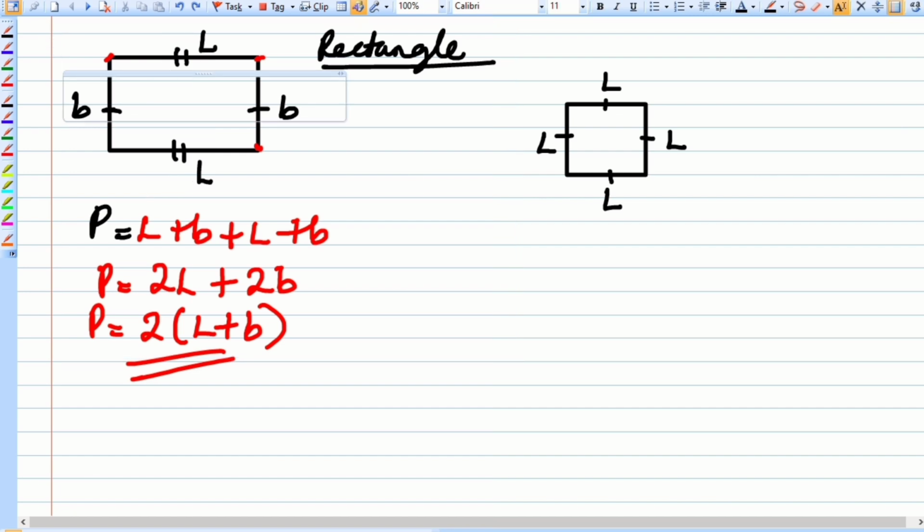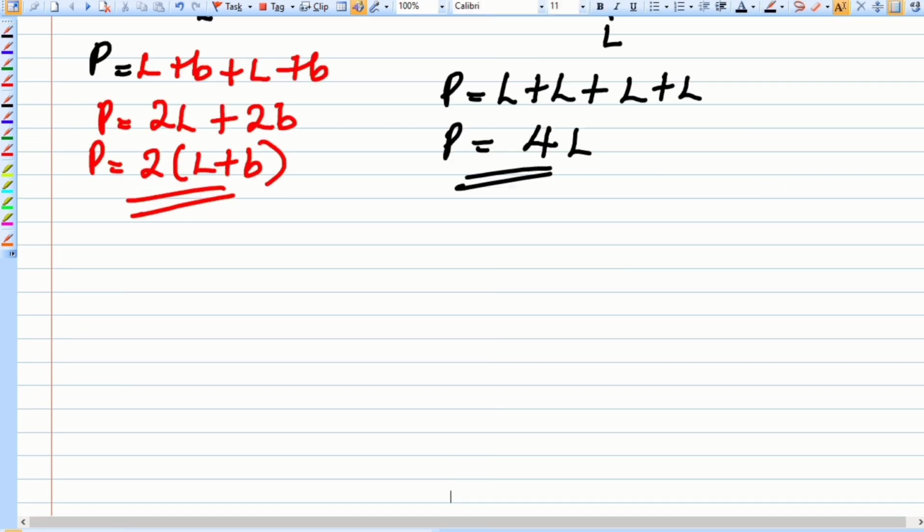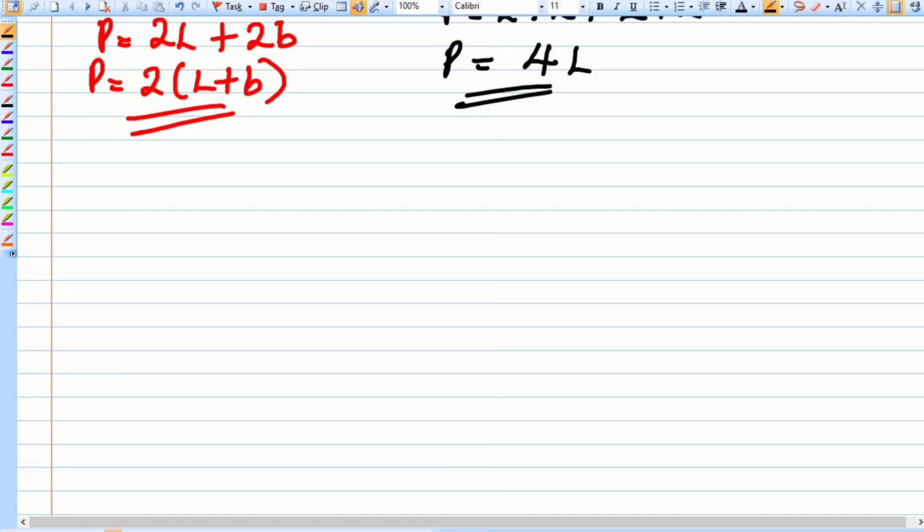Okay, so this perimeter is very simple. We're just going to add the distance measured around the shape. So you see the perimeter is going to give us 4L. So this is the formula to calculate the perimeter of a square. Given any square, we're going to use this formula to get the perimeter.